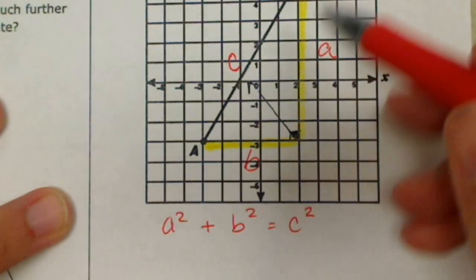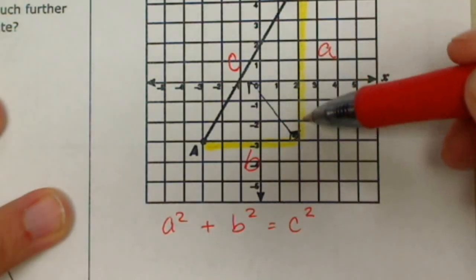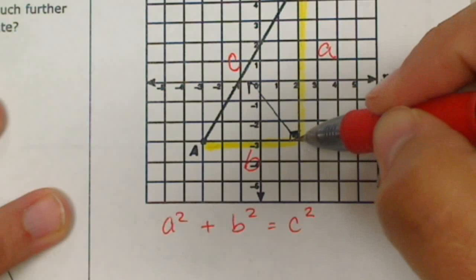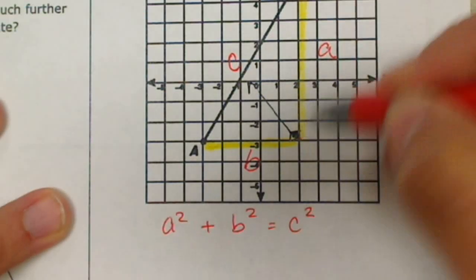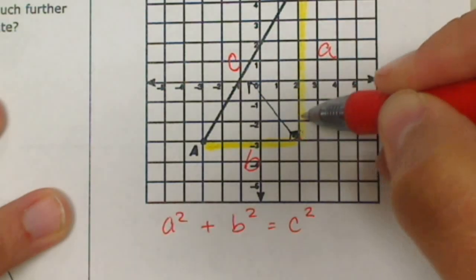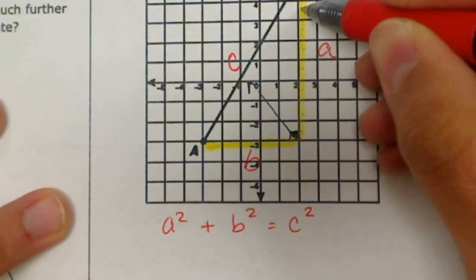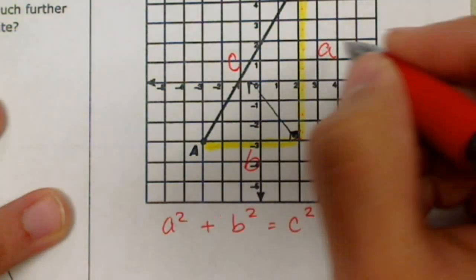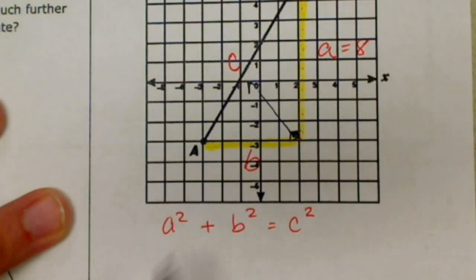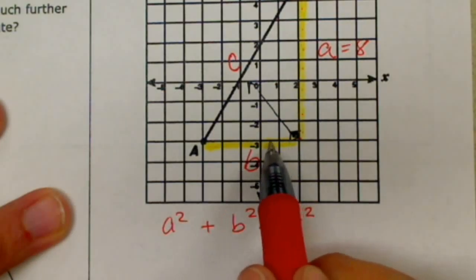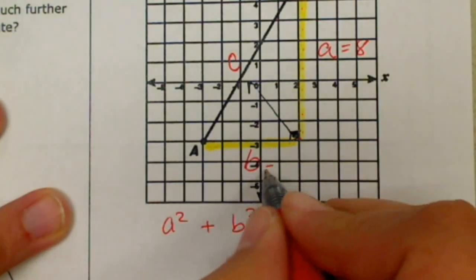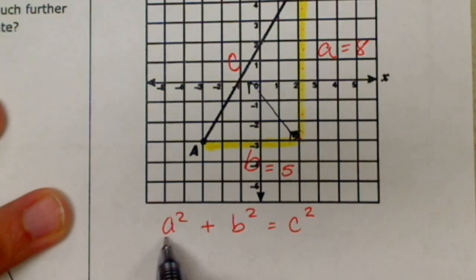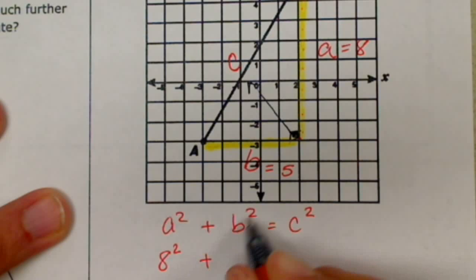Well, since it's on a graph, I can use the square sides to find the length. So I'm going to measure from the right angle to point B, which is a. So that's 1, 2, 3, 4, 5, 6, 7, 8. So that means the length of a is 8, and the length of b is 1, 2, 3, 4, 5. So underneath a squared, I'm going to write 8 squared, plus underneath b squared, I'm going to write 5 squared, is equal to c squared.